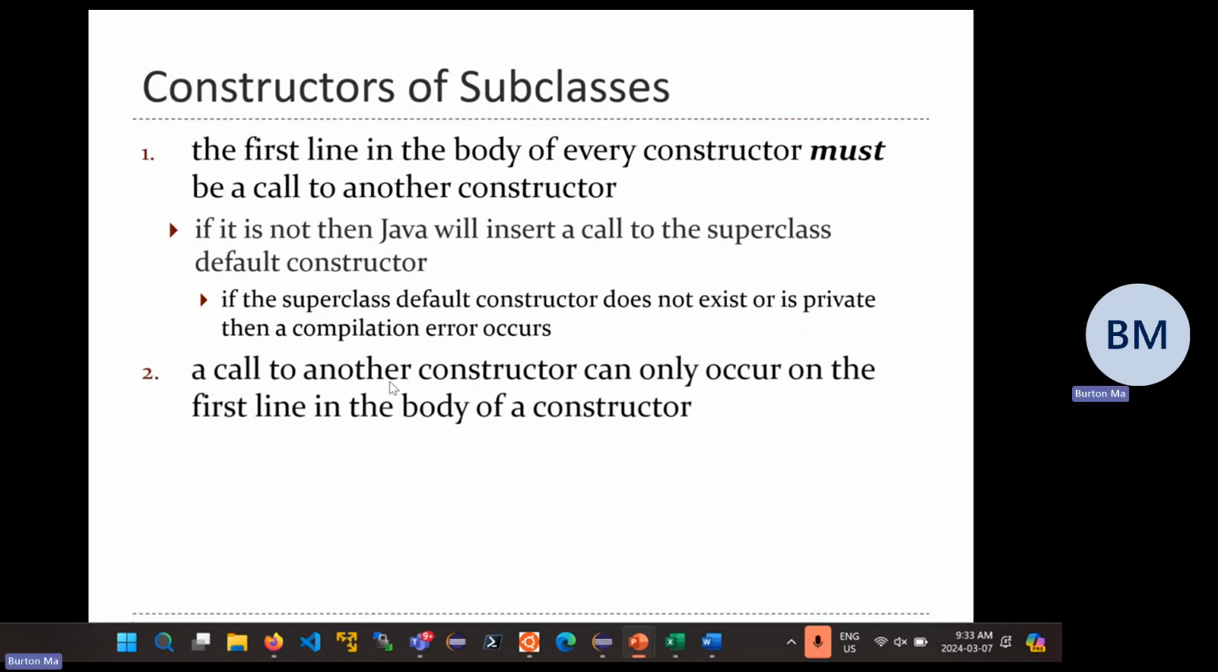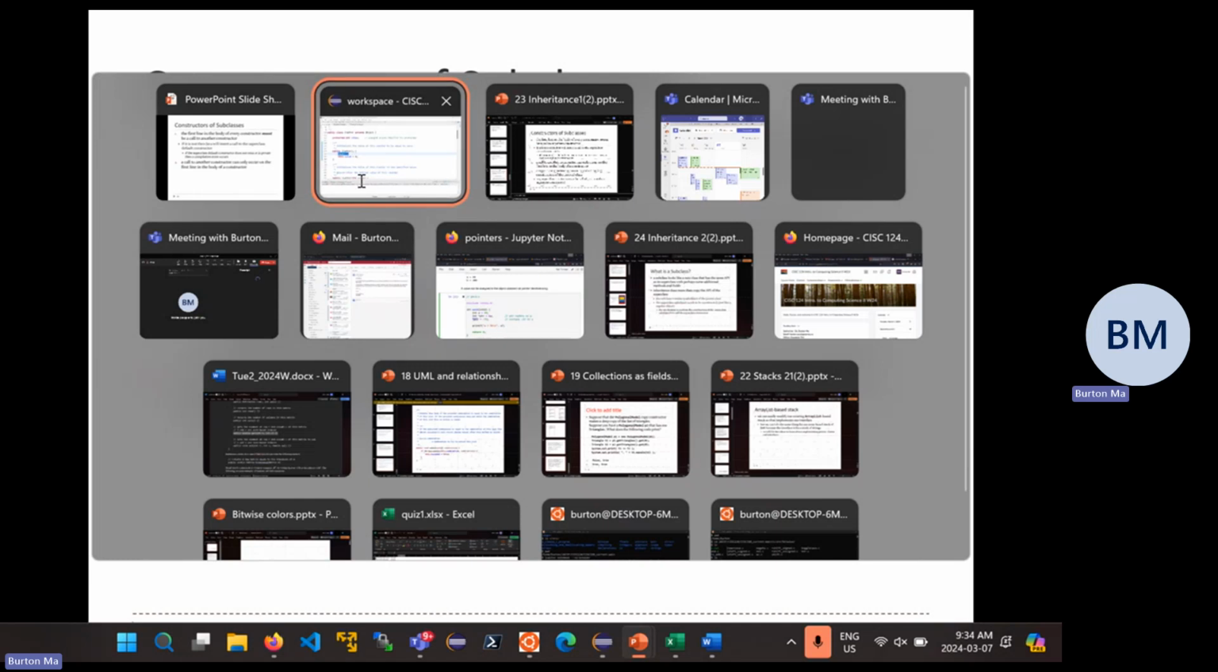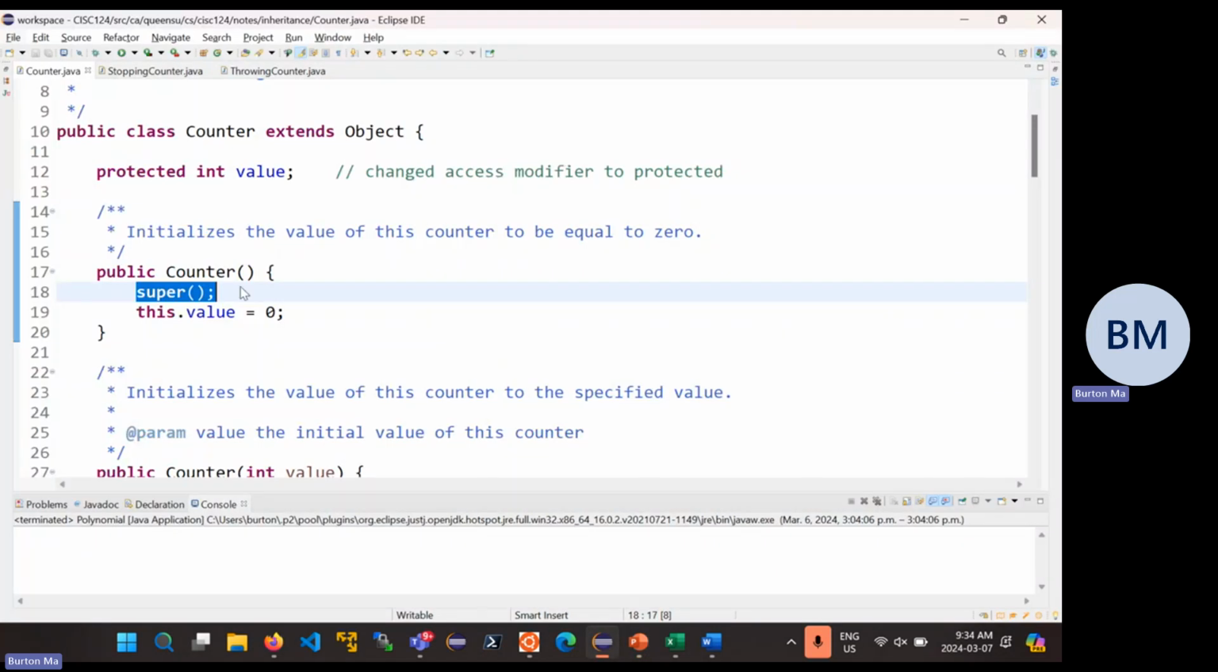Sorry, if you're going to call another constructor from a constructor, the only place it can happen is on the first line of the constructor. So not only does that line have to be there, the only place it can be is there. You cannot call a Counter constructor or an Object constructor from anywhere else. There is an exception to that rule.